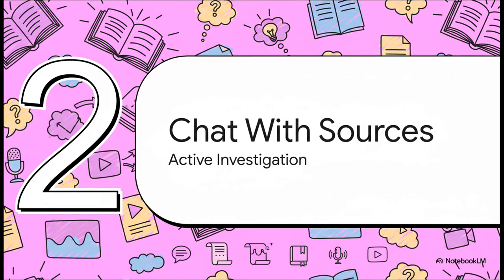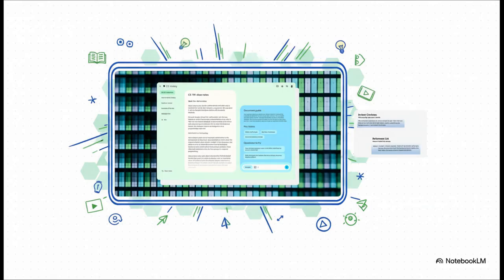Okay, so you've built this incredible, powerful library. Now what? You don't just let it sit there, right? The next step is to actually start a conversation with it. This is where we go from being passive collectors of information to being active investigators. You can ask it pretty much anything, just in plain English. Stuff like, hey, summarize the key arguments from these research papers, or compare the marketing strategies in these two docs.